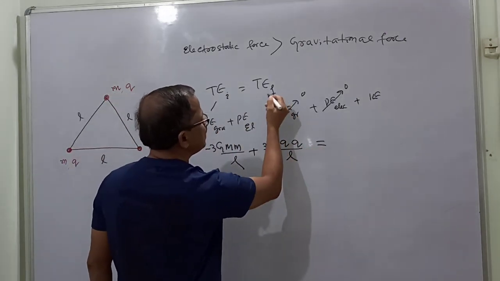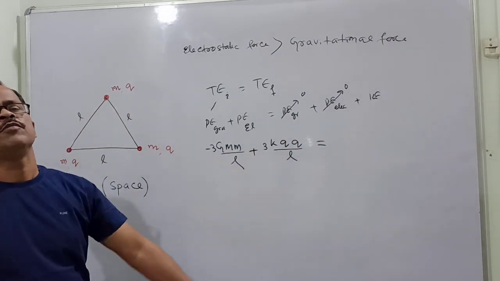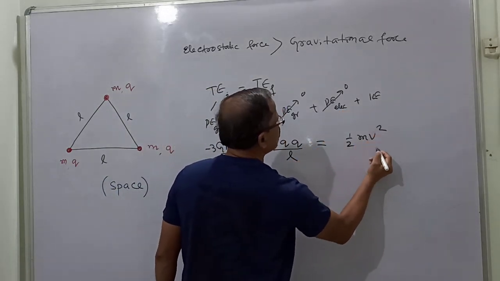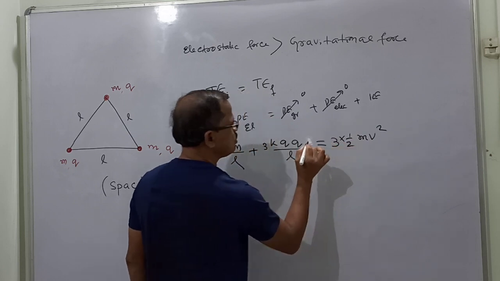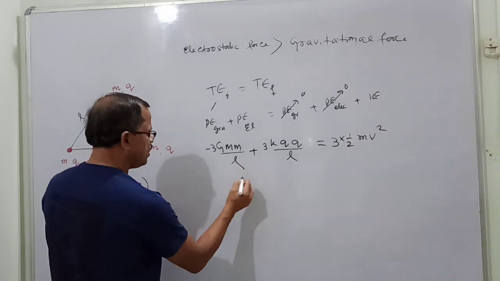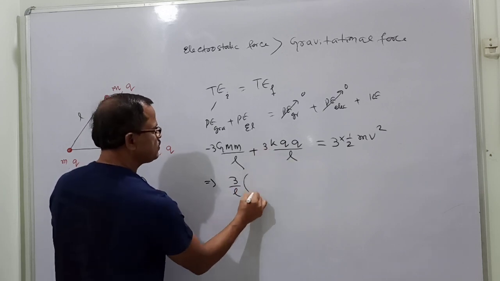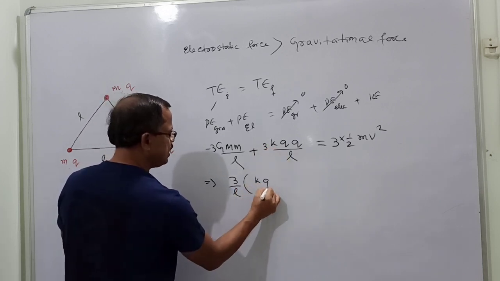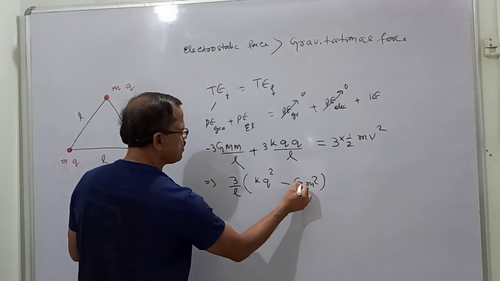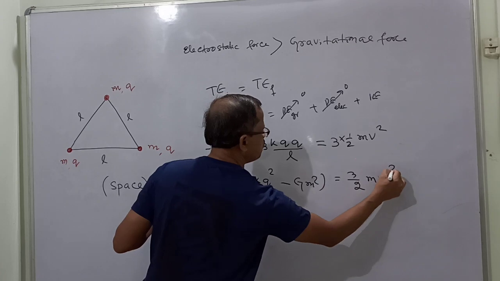Then what about the final state? There is no gravitational and no electric potential energy, because the charges will be far away from each other in space. Only kinetic energy remains, which is half m v square plus half m v square. There are three masses, so it will be 3 by 2 m v square. Taking 3 by L common, we get 3 by L times (k q square minus G m square) equal to 3 by 2 m v square.